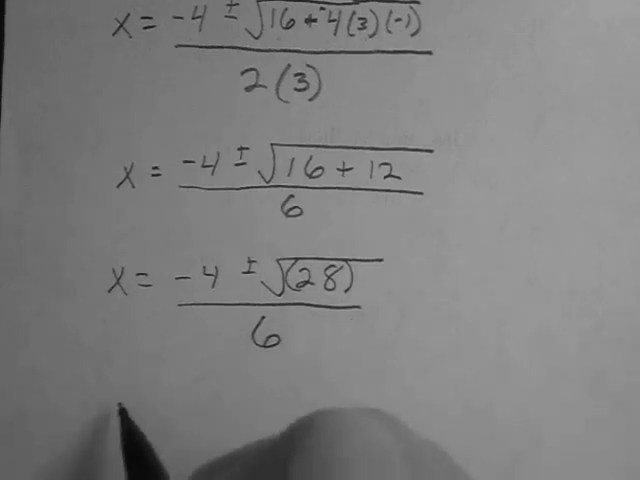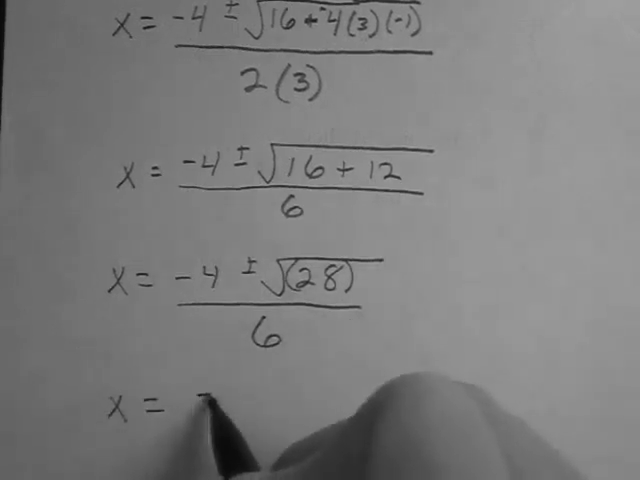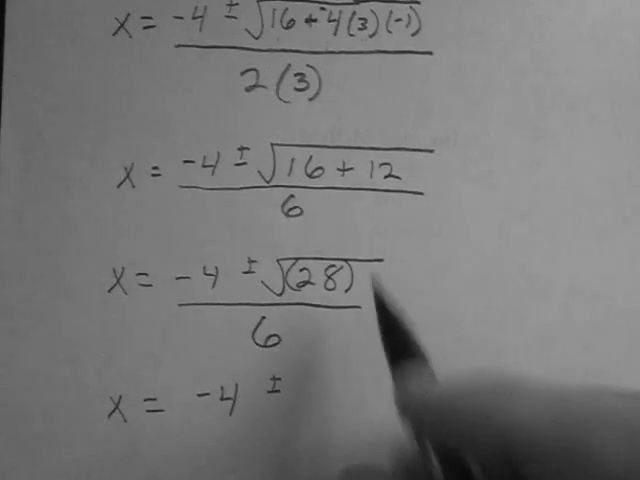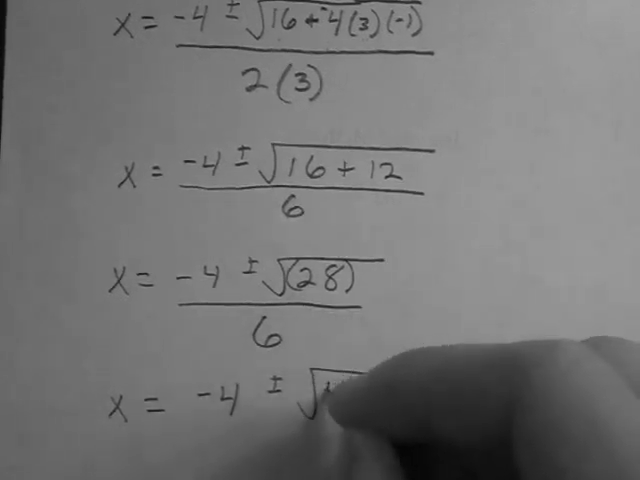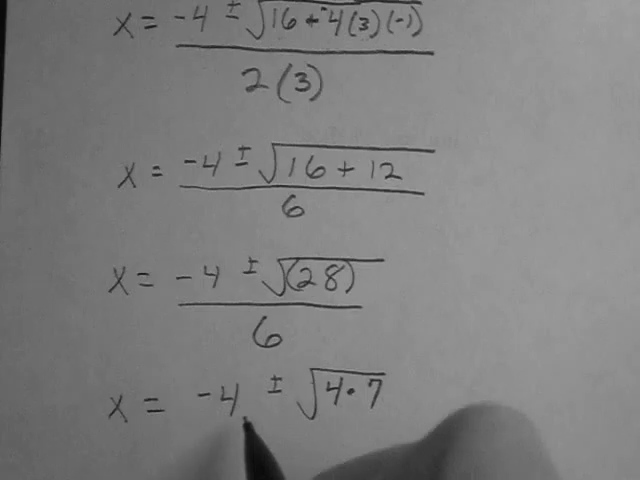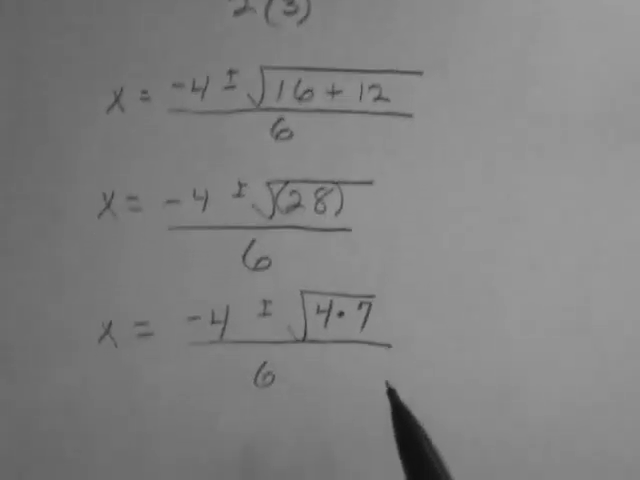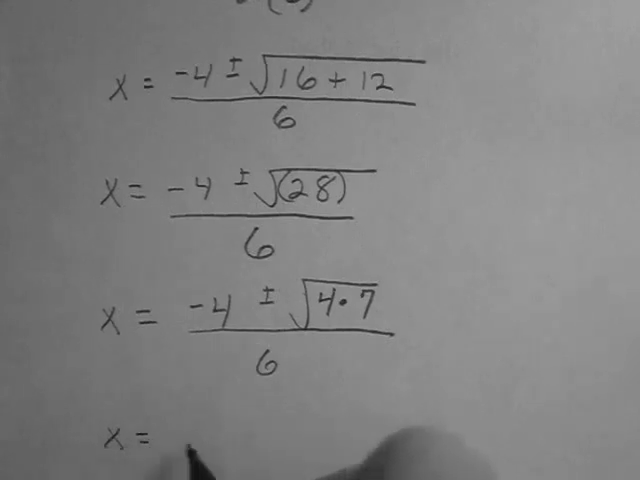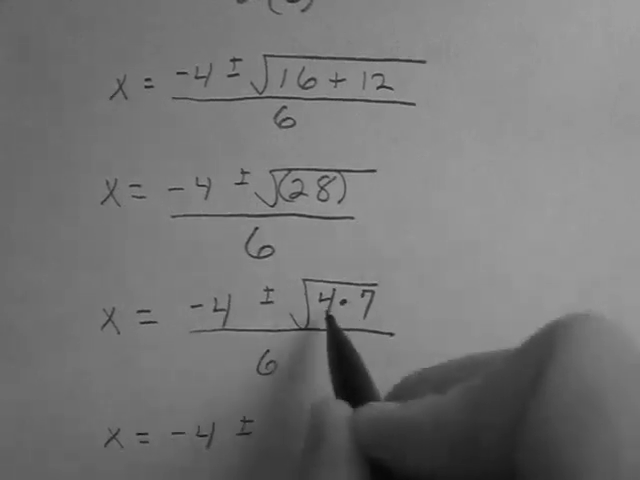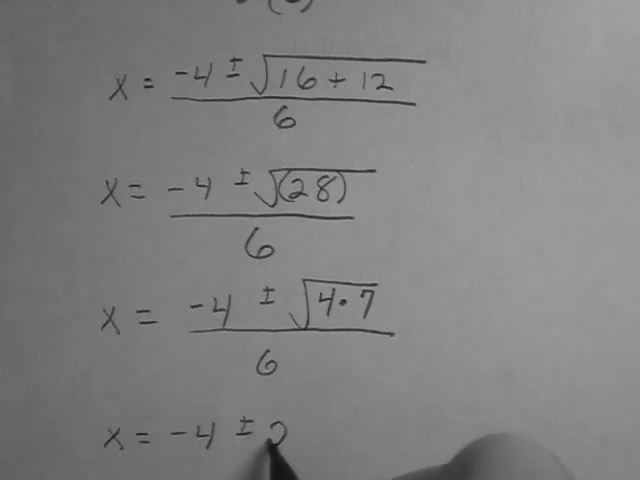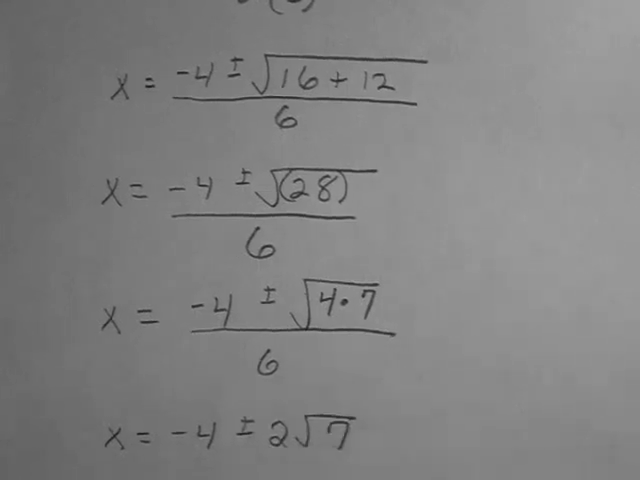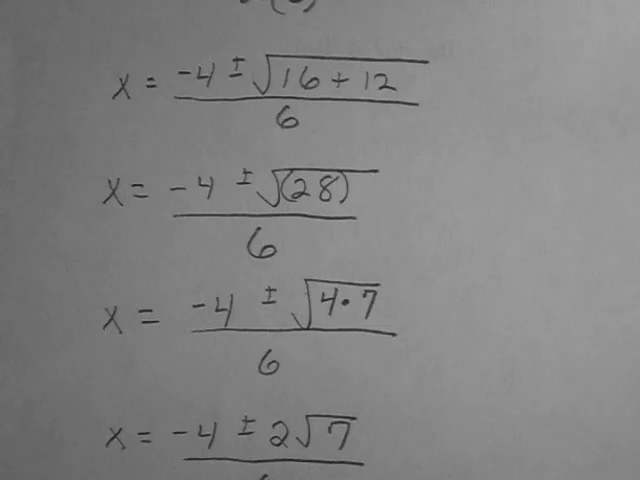And so you look to see if there are any perfect squares that are factors of 28. In this case there are. You have 4 times 7. And 4 times 7 is 28, and the reason why I picked that is because 4 is a perfect square. So I can factor out 2 times 2, the square root of 4 is 2, and I'm left with the square root of 7 divided by 6.